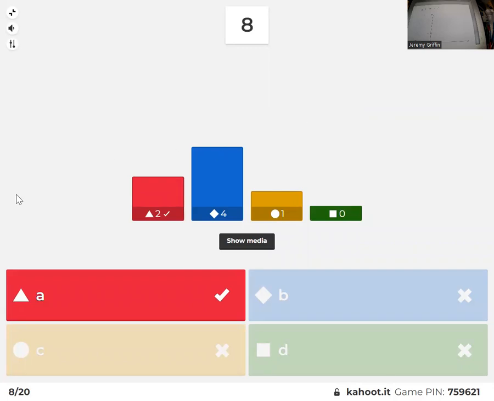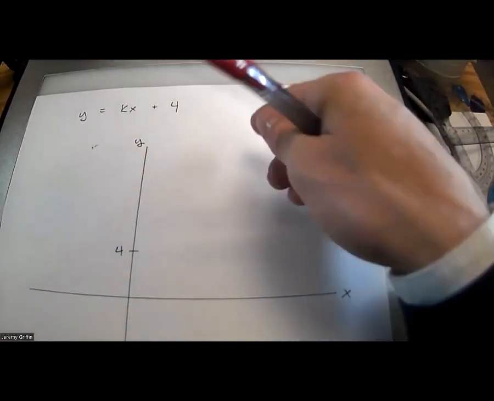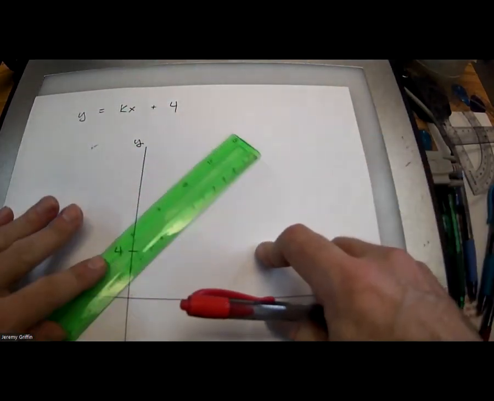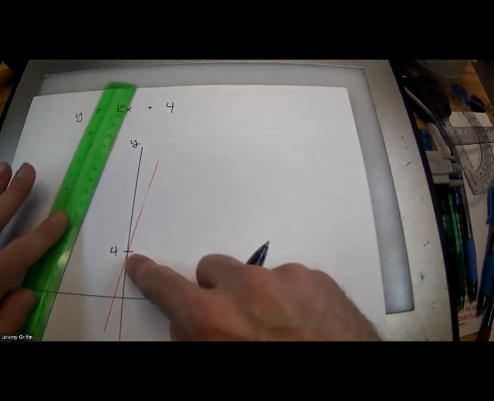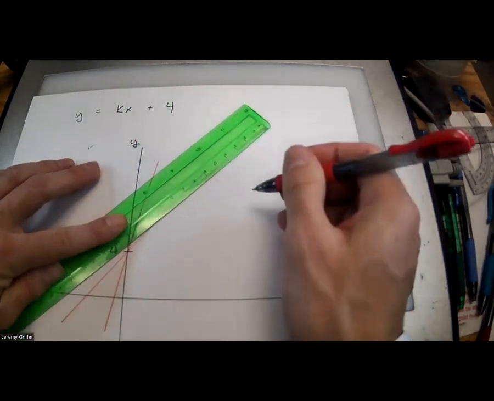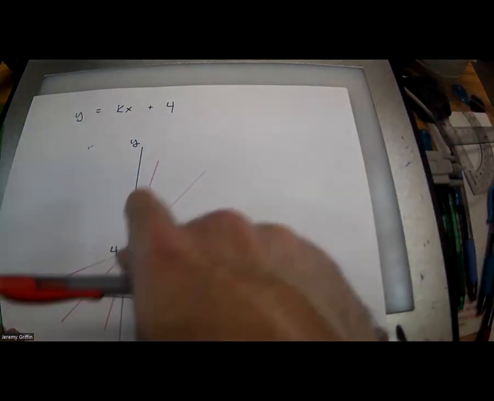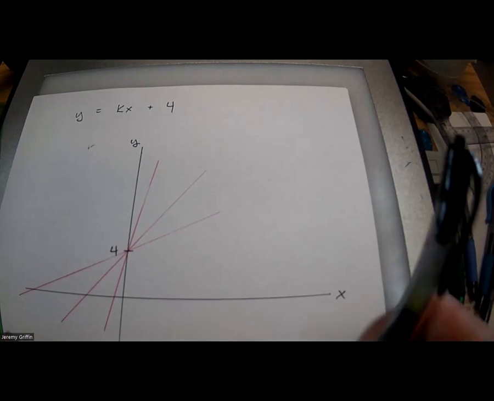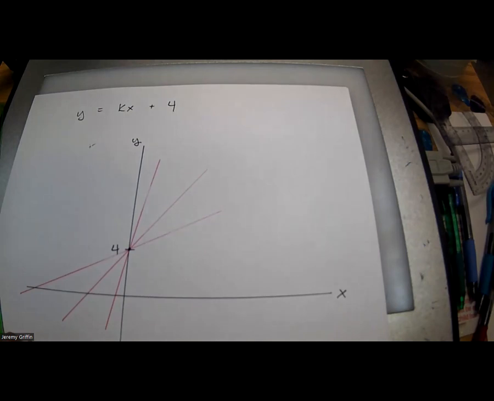All right, let's switch over, and that's what's going on here. Switching color here. And so kx plus 4. I don't know what that line is because k could be anything at this point, but it does have to go through the point (0, 4). So it might look like that. It might look like that. It might look like that. I mean, it could be a lot of things, right? But it does have to go through this point. So all those red lines are possibilities for that setup.